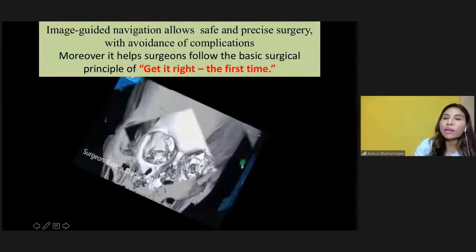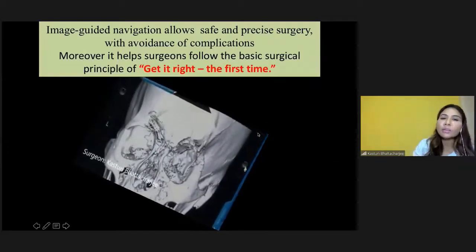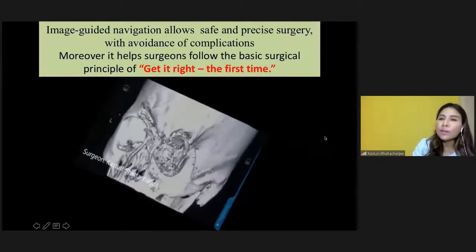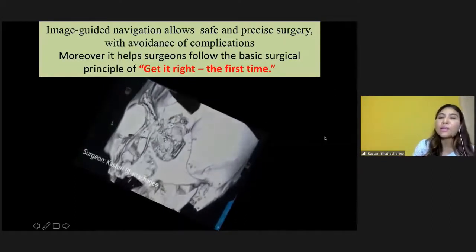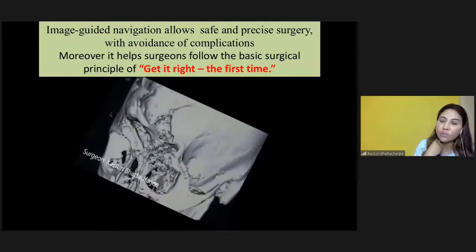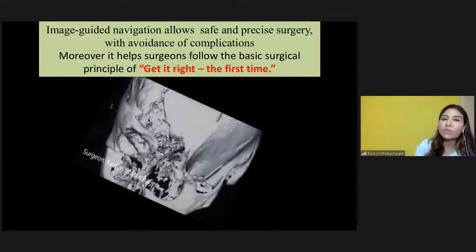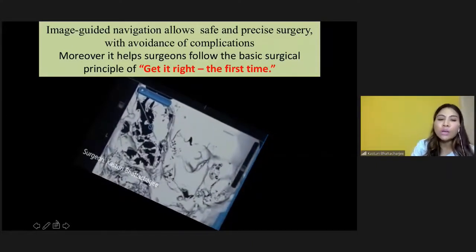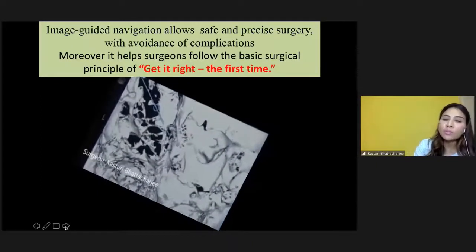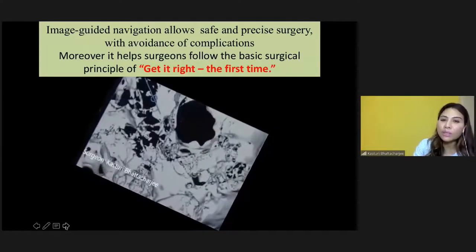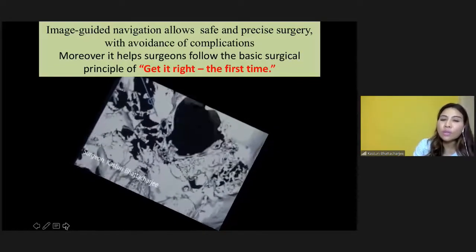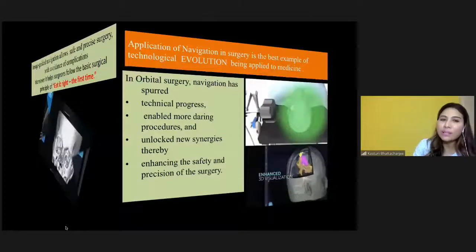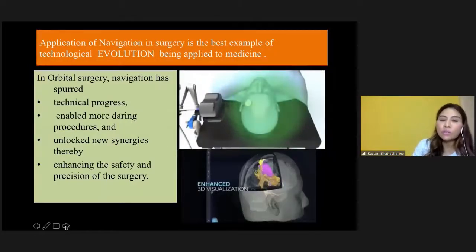But before I end my lecture, I'd like to mention that to do a very safe and precise surgery, image guidance, that is navigation, usually helps the surgeon. And we can also follow the basic principle of getting it right the first time. Because this type of orbital apex fracture is not possible to keep on operating, in the first go we have to take all precautions, do a very nice evaluation, and also take up this challenge.